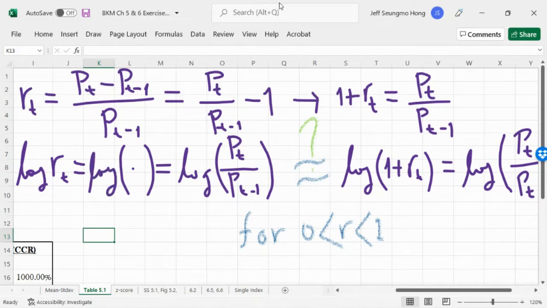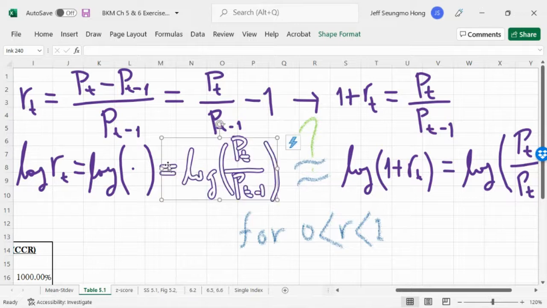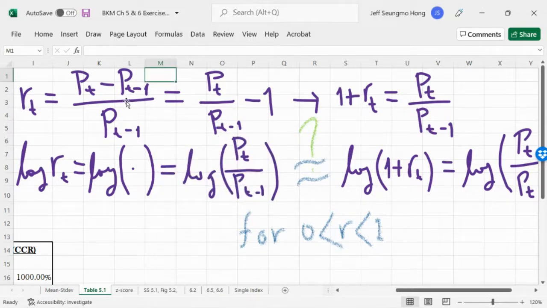Log of the right-hand side, and the right-hand side, we'll just call it the thing in the bracket, because this is the thing in the bracket. So the thing in the bracket will have to be Pt minus 1 over Pt minus 1, but it's actually like Pt over Pt minus 1 if you take the log. And I'll explain to you why.